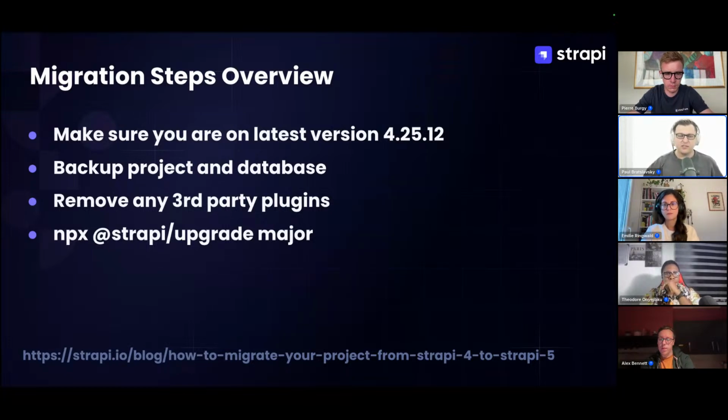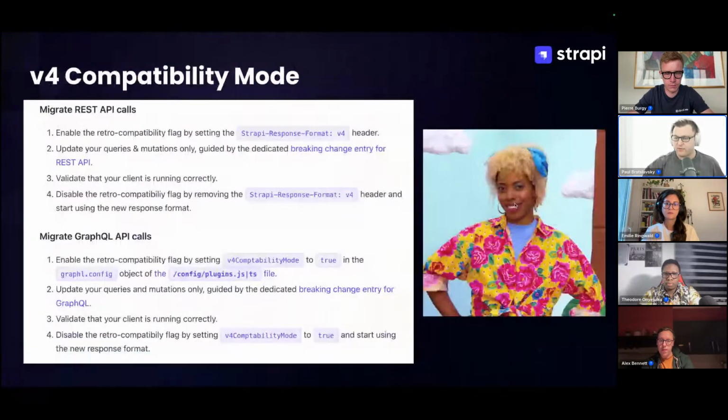And because Strapi 4 and Strapi 5 are a little bit different, if you have an older Strapi 4 plugin and it hasn't yet been migrated, the best step is to remove it first, just so you could get your project migration done first. And then once you remove any of the third-party plugins, run npx strapi upgrade major, and it's going to go ahead and run the process.